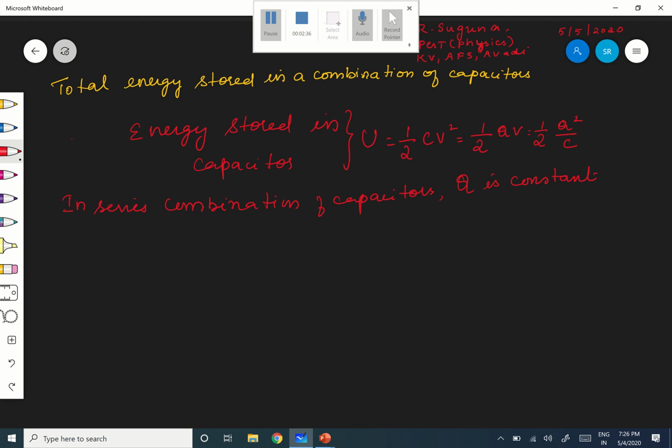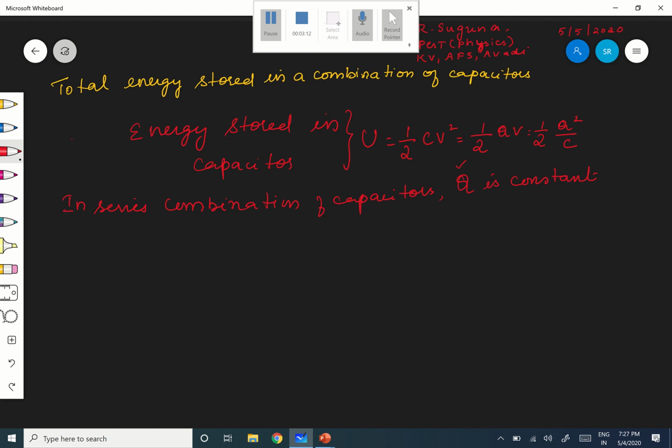For example, I have n number of capacitors having the capacitances C1, C2, C3, etc. up to Cn. When they are connected in series, each and every capacitor carries the same charge, equal to Q here.